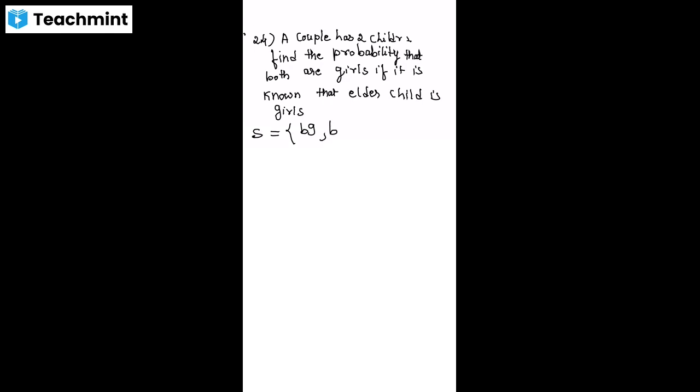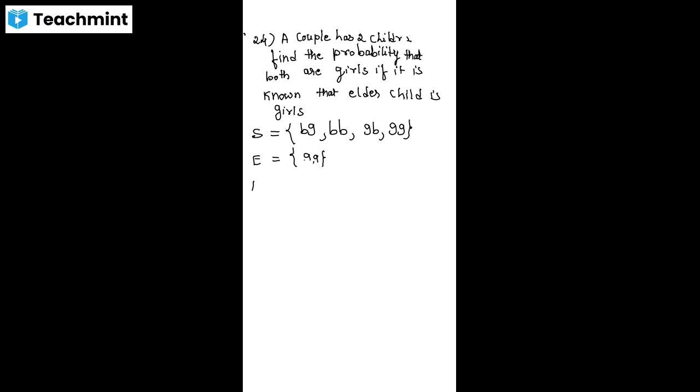Boy girl can come. Next girl boy can happen. Next both are girls. Now we take E as an event: E is the event that both are girls. Both are girls means what do we get? Only one outcome.